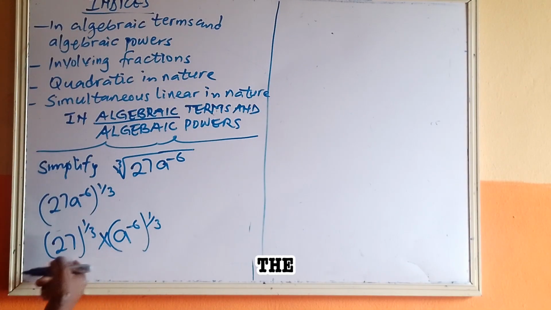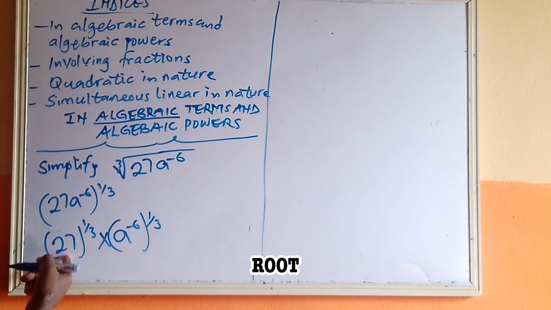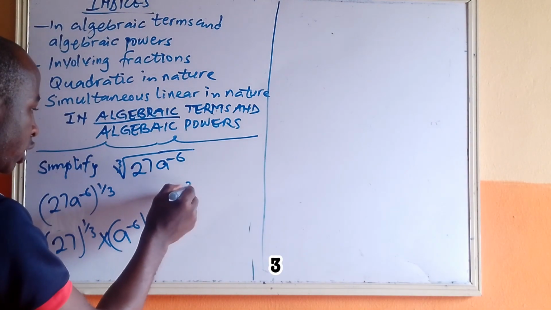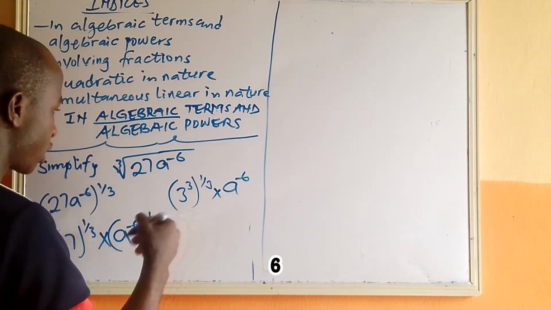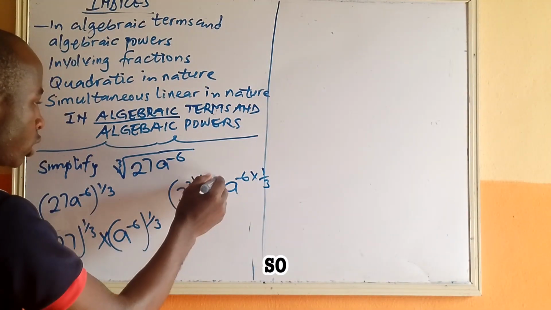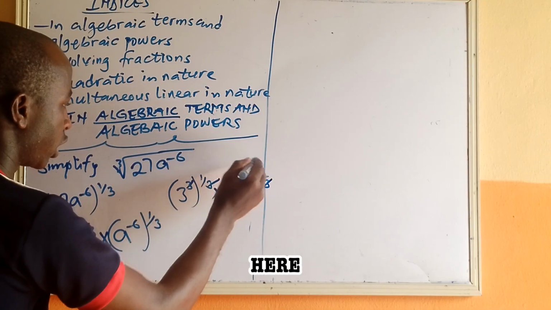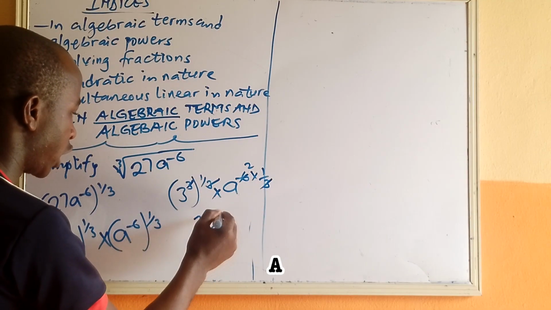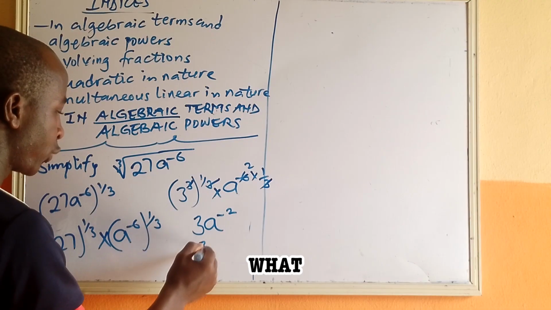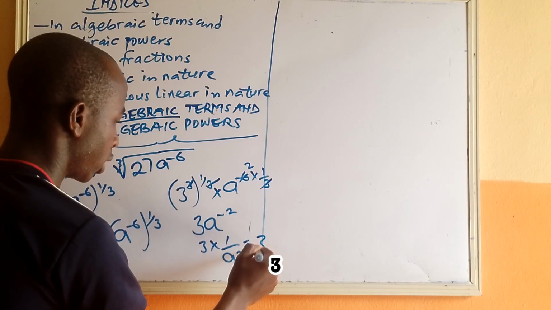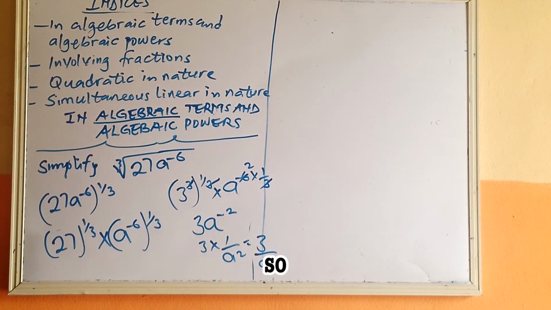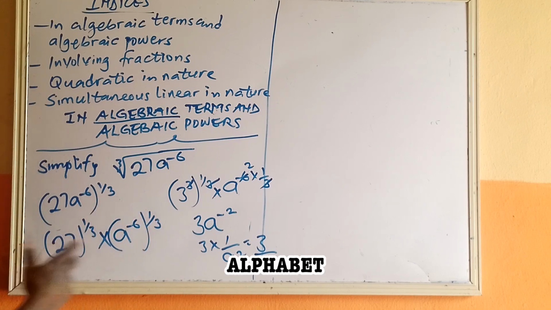So according to the indices now, cube root of 27 is 3 raised power 3 into 1 over 3 multiplied by a raised power minus 6 times 1 over 3. So 3 cancels 3, 3 here, 1, 3 here, 2. So we're having 3 a raised power minus 2, which will give you 3 times 1 over a square. The final answer will be 3 all over a square. So when you see a question like this is how to solve them. You split the number and the alphabet separately, then apply the law of indices.